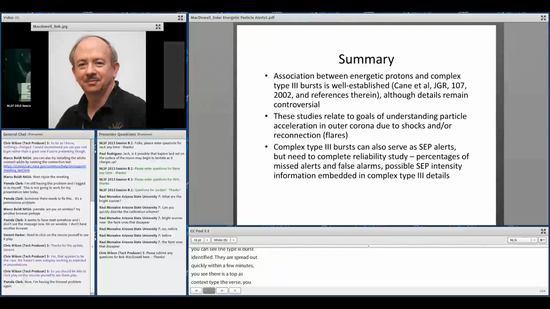In summary, the association between energetic protons and complex type 3 bursts is well established. Dr. Hilary Kane has worked on this extensively, although there are some details that remain controversial, but they certainly can serve as SEP proxies, and there's more work to be done there, and I'll try to present it next time. Thank you for listening. Thanks, Bob.